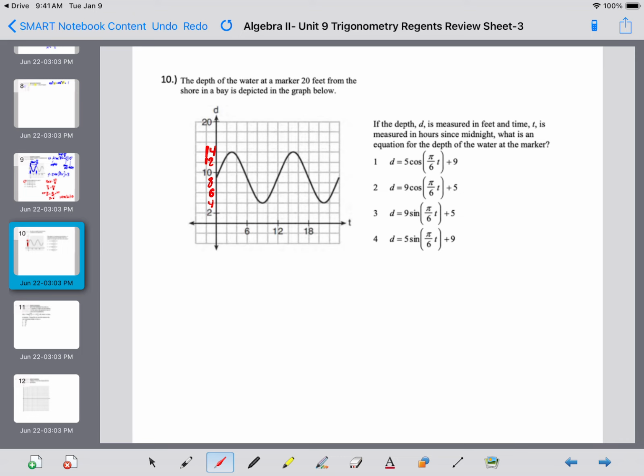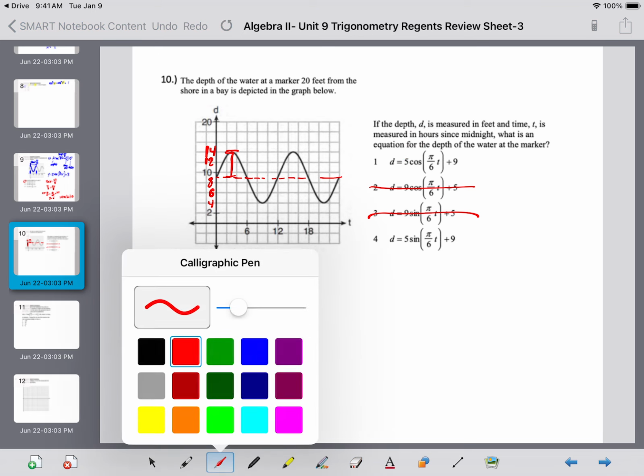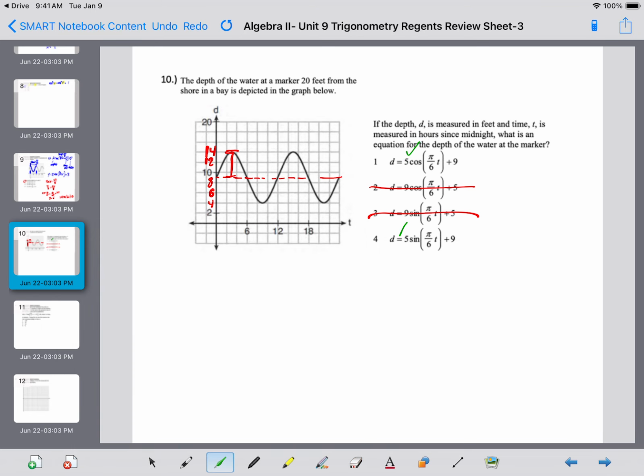So your midline is at 9. So your midline is at 9. So we could cross out 2. Your amplitude, so 14 to 9 would be 5, right? So your amplitude would be 5, so that checks out. Your period is going to be the same because you have the same B, right?